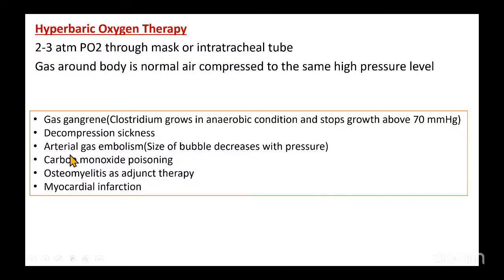Similar way, it can help out in carbon monoxide poisoning. Under high pressure, there is higher chance because carbon monoxide has higher affinity. Oxygen cannot combine to hemoglobin where carbon monoxide is there. But under high pressure, it can go in.